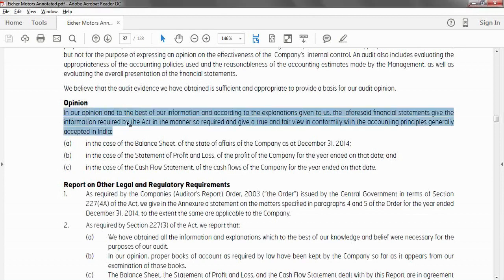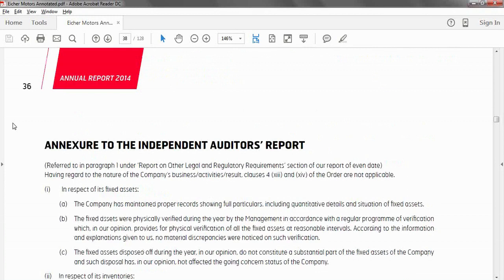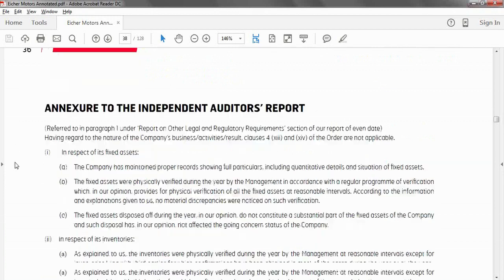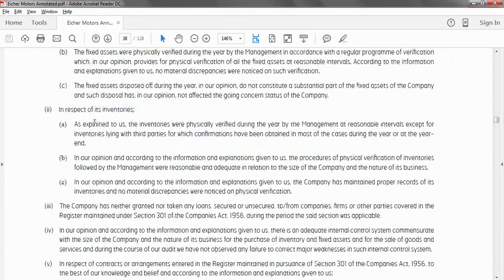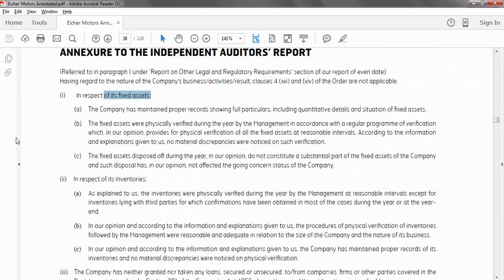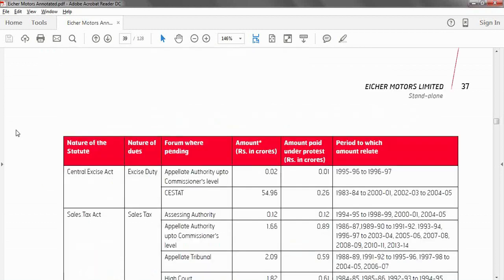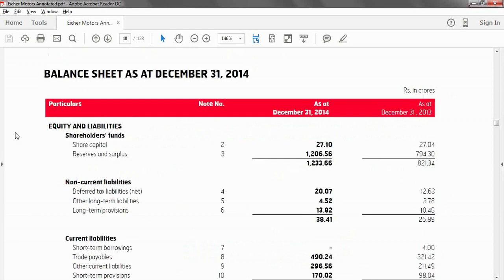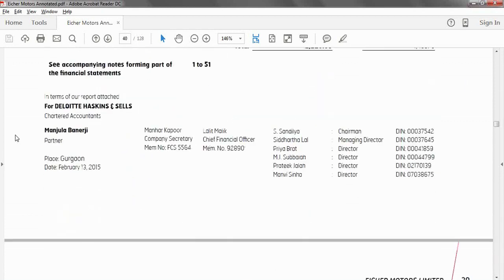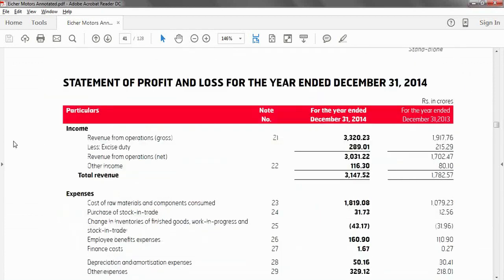So the auditor says that all the policies that the company has followed are in accordance with, or conforming to, the accounting principles in India. There is no discrepancy there. So these are the auditor statements, and then there are some specific data about inventories, fixed assets. At this juncture, we don't necessarily need to get into the details of all this. We'll come to this at a later point, trying to understand whether it makes sense to look at these in detail, right? Then follows the balance sheet, followed by the profit and loss statement of the company.